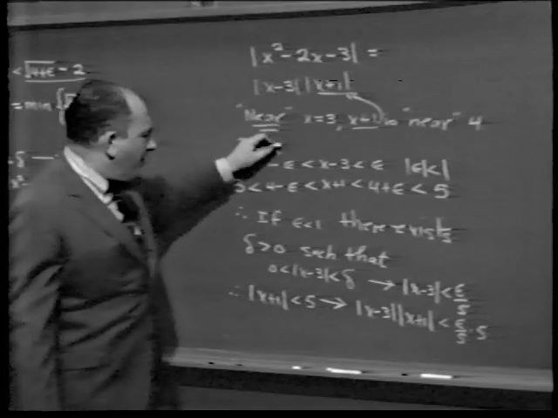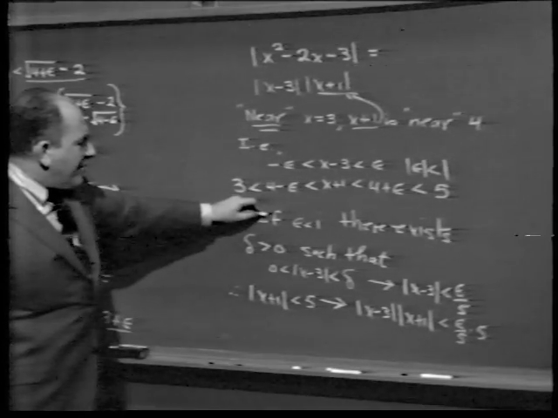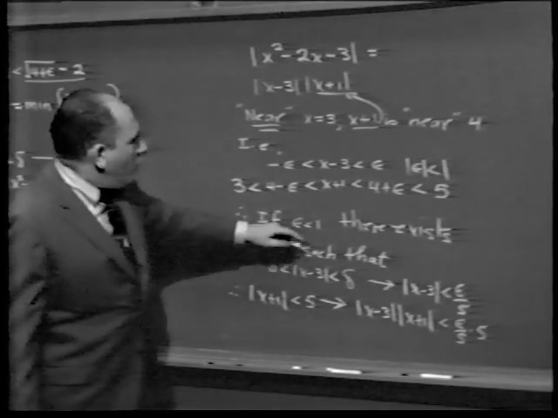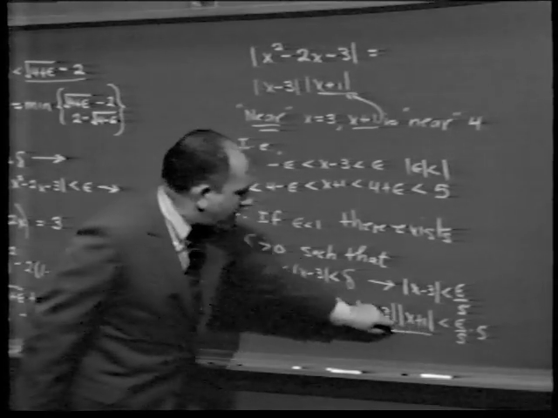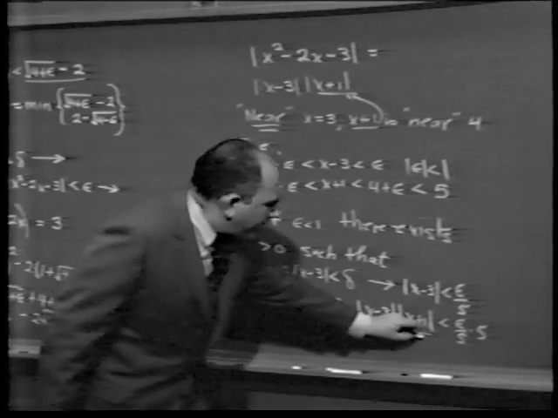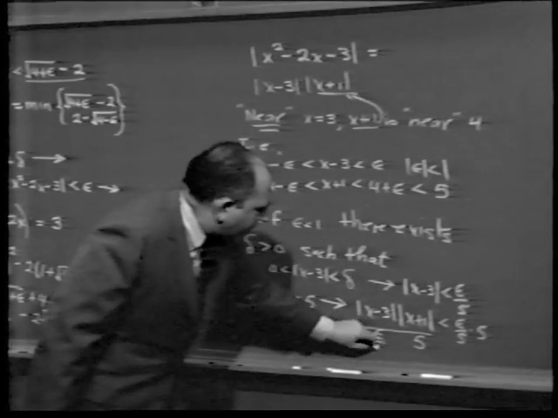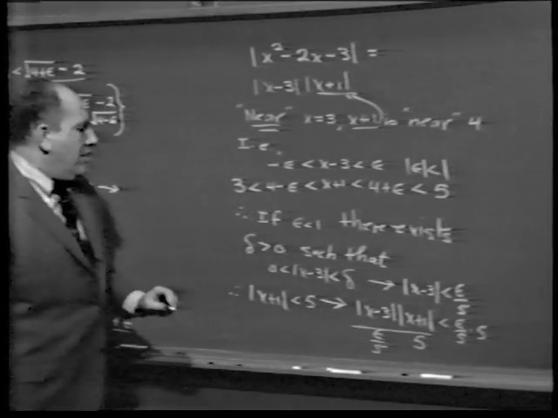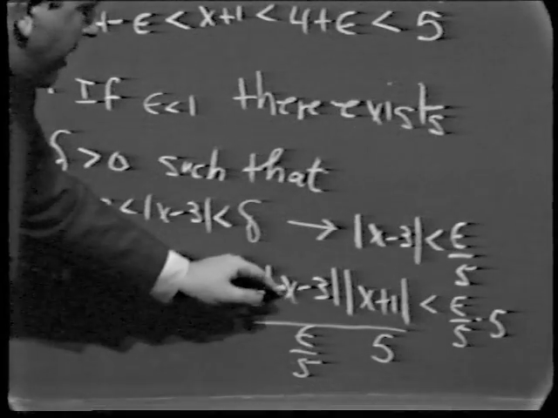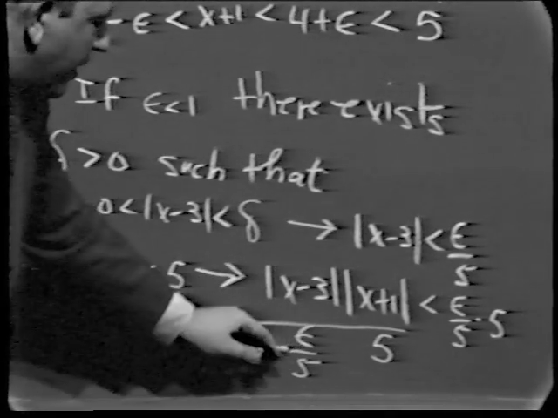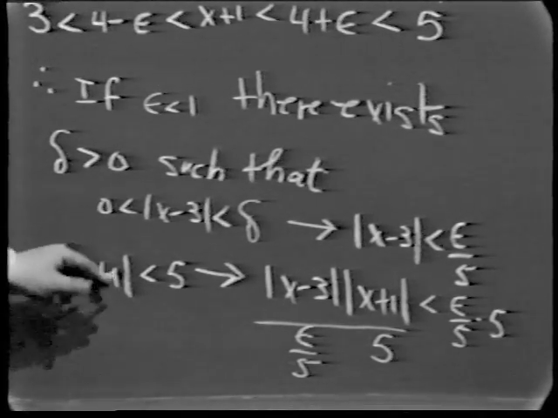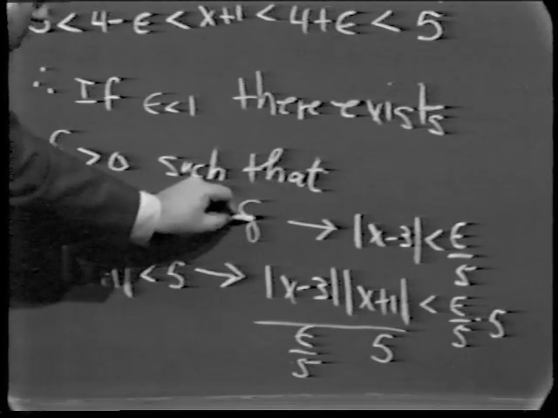And so all we do over here, you see, is something like this. We say, look, if we want to make this number here very small, we know that this number here is less than 5. We know that epsilon over 5 is a positive number if epsilon is small. So why don't we just pick the absolute value of x minus 3 to be less than epsilon over 5? In fact, that's what this delta will be in that case.